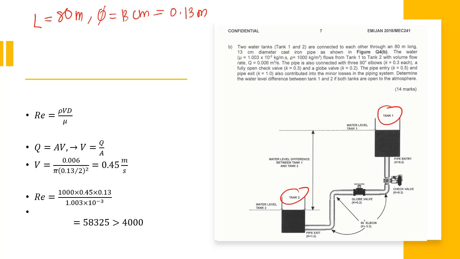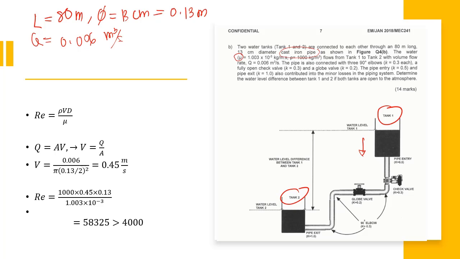You must take note that the pipe is a cast iron pipe. For the water, mu is the dynamic viscosity, 1.00 times 10 to the power of minus 3 kilogram per meter second, and rho is 1000. The flow is from tank 1 to tank 2, so it is a downward flow. The volume flow rate Q is equal to 0.006 meter cubed per second.